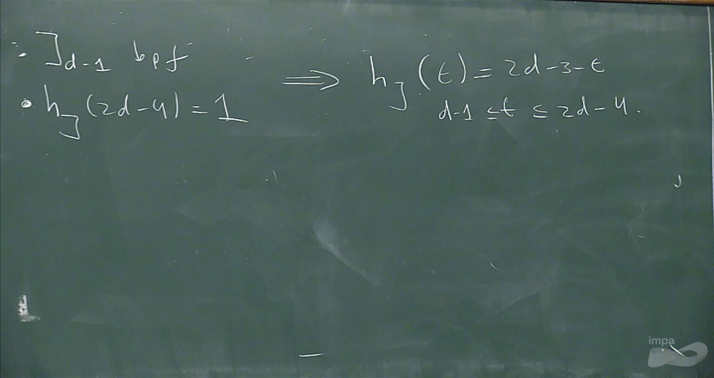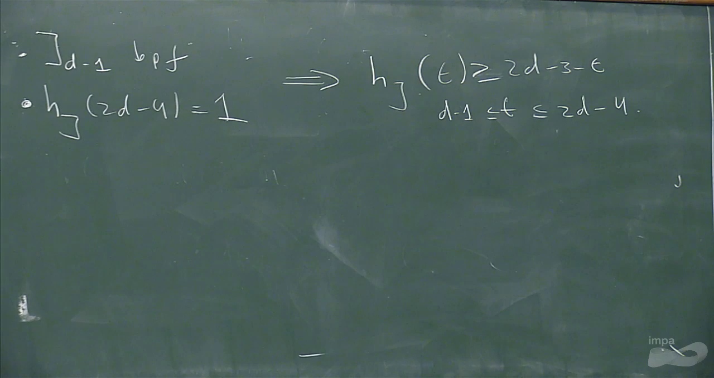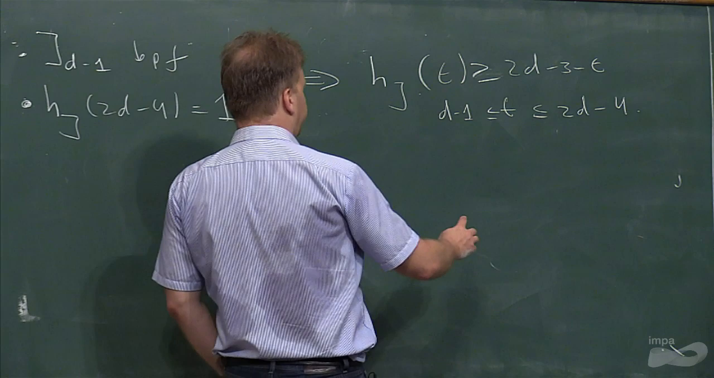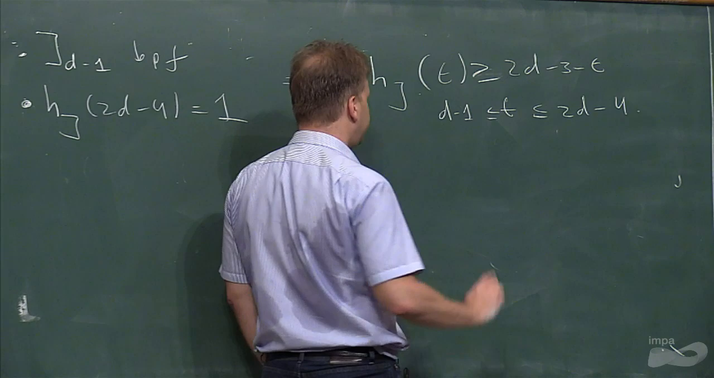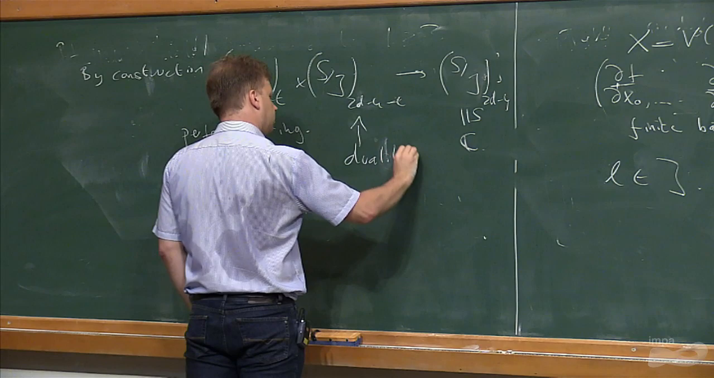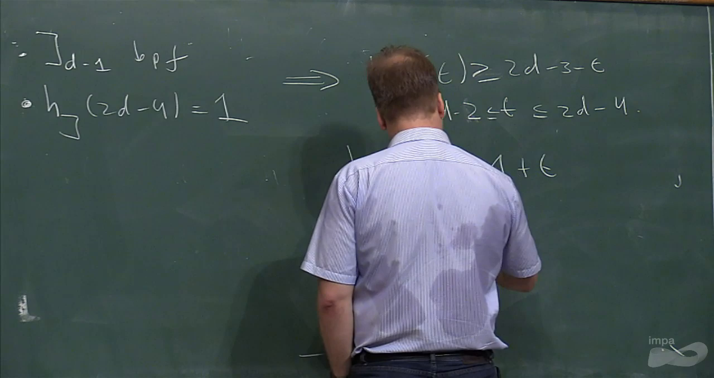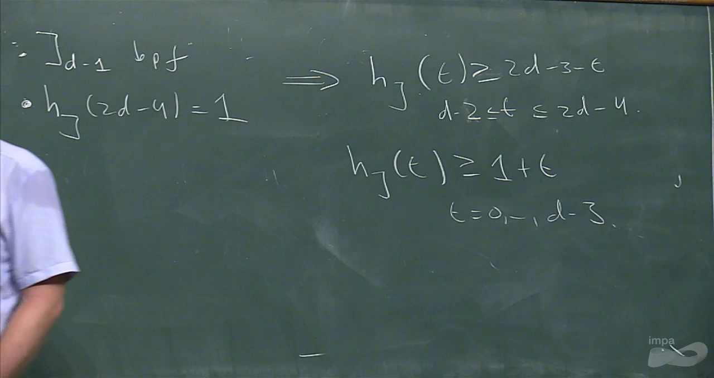But I think the majority of you may have seen Green's proof. In Green's proof of the biggest component of the Noether-Lefschetz locus, he's explaining how you can get this inequality. Good. And now you can elaborate a little bit on this. If you read the proof very carefully, this d minus 1 is a bit too much, so you can do a little bit better and make it d minus 2. Then you have Gorenstein duality, and so you will find that h_J(t) is at least 1 plus t for t from 0 up to d minus 3.